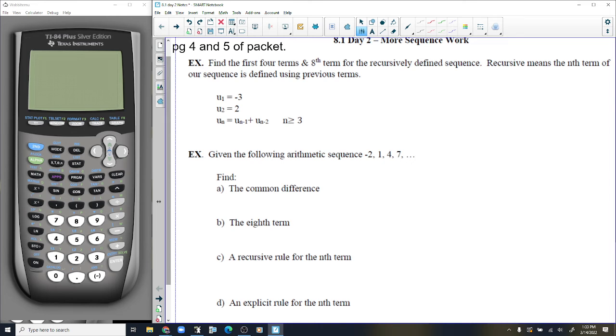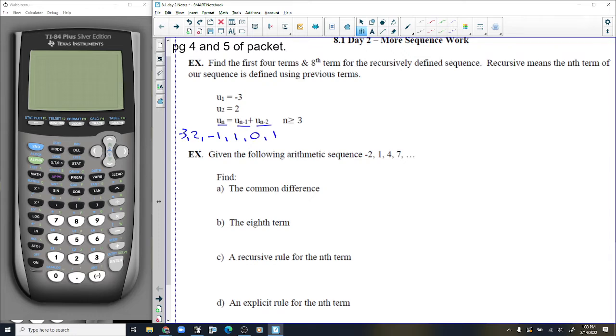Find the first 4 terms and the 8th term for the recursively defined sequence. Recursive means the nth term of our sequence is defined using previous terms. So the one we're on is, in this case, the addition of the previous 2 values. So the third one is -1, and then -1 plus 2, because it goes -3, 2, add those 2, add these 2, add those 2, add those 2.